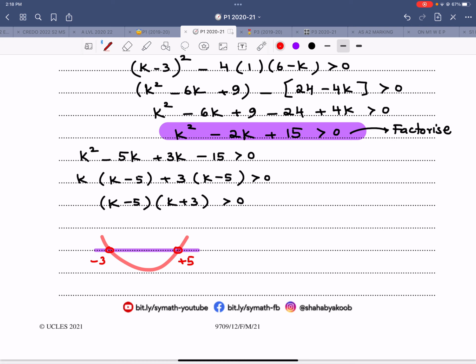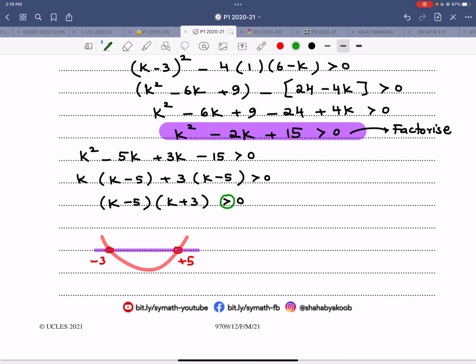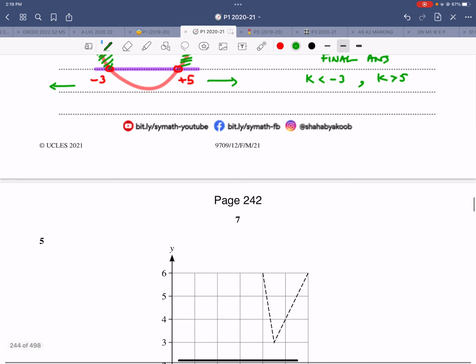We are interested in which region? We are interested in the region above the x-axis. So, two separate regions, two separate answers, extreme right, extreme left. Therefore, the final answer is k is greater than 5, k is less than negative 3. Use a comma. Do not write and, do not write or. Simply use a comma sign. So that's how this 5-mark question, question number 4, is done.